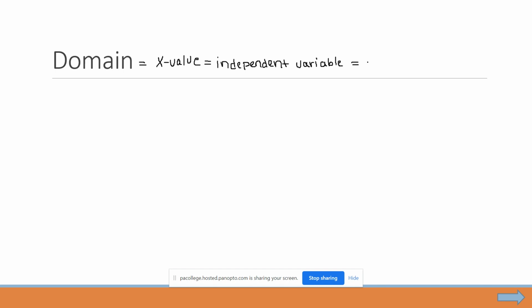It is the input variable, and so it's where you put numbers into the formula. When you're graphing, it is graphed on the horizontal axis. So those are some related terms, but what is the domain? So the domain is the list of all values that will work in the function.